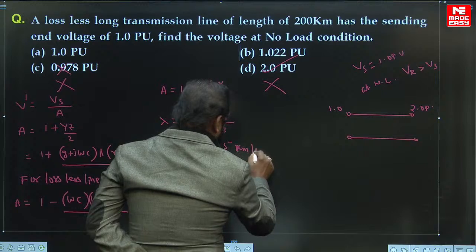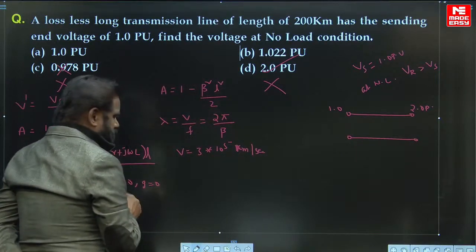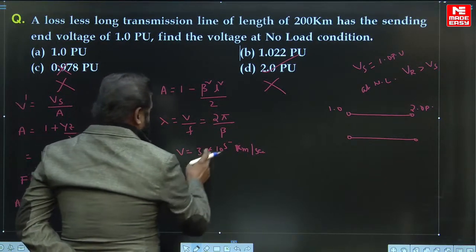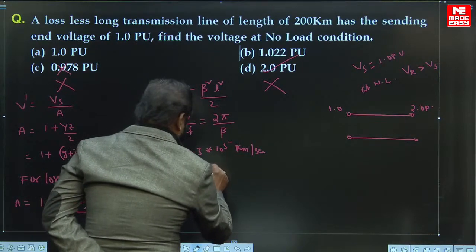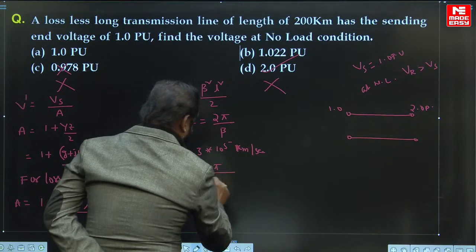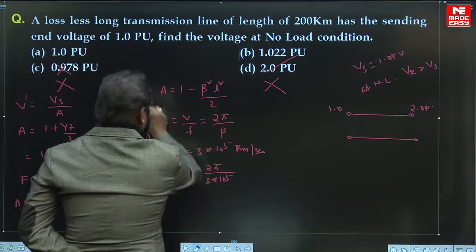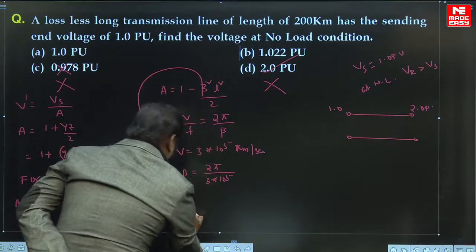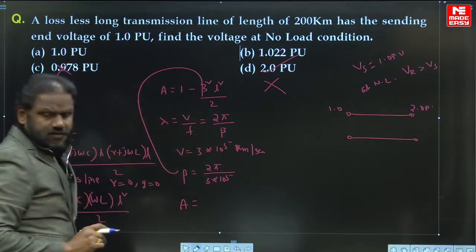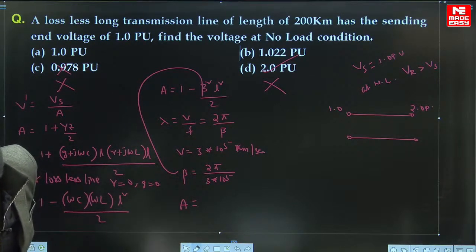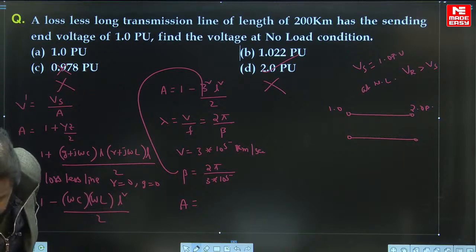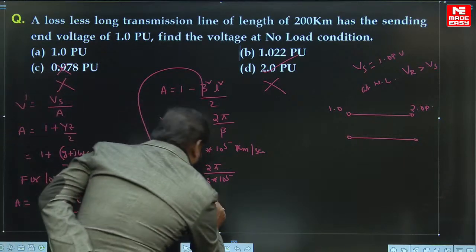kilometers per second. This is the velocity of propagation. So by making use of this, beta equals 2 pi by 3 into 10 to the power of 5. Substitute the beta here itself, then you can get the A value as 0.978.